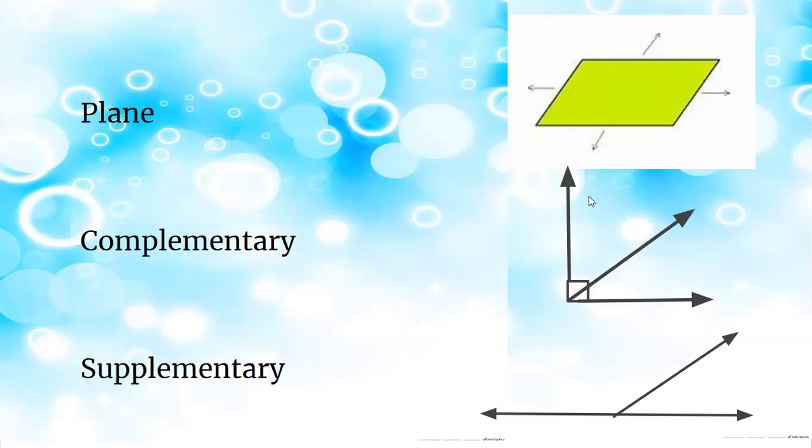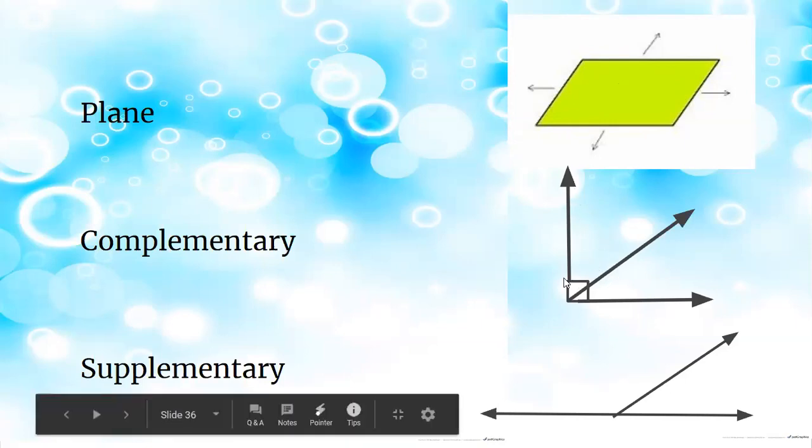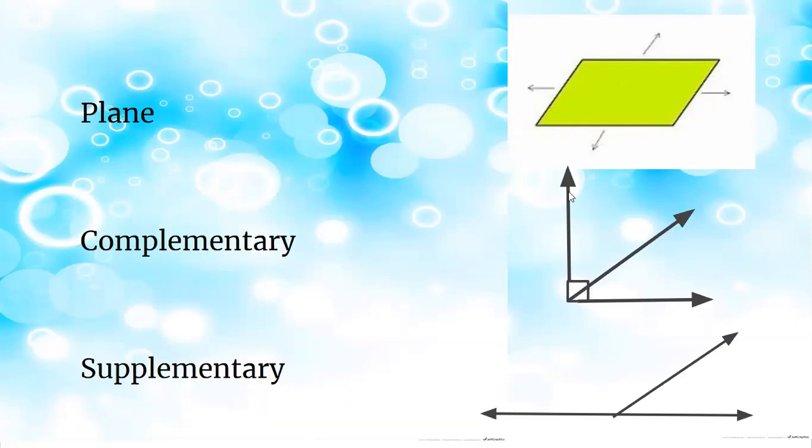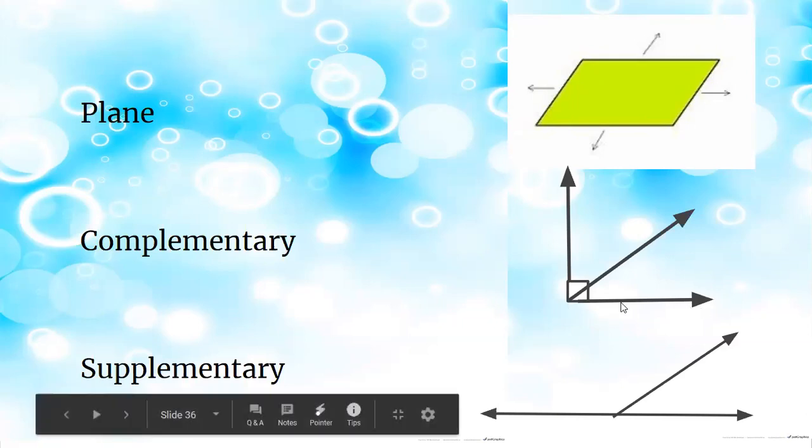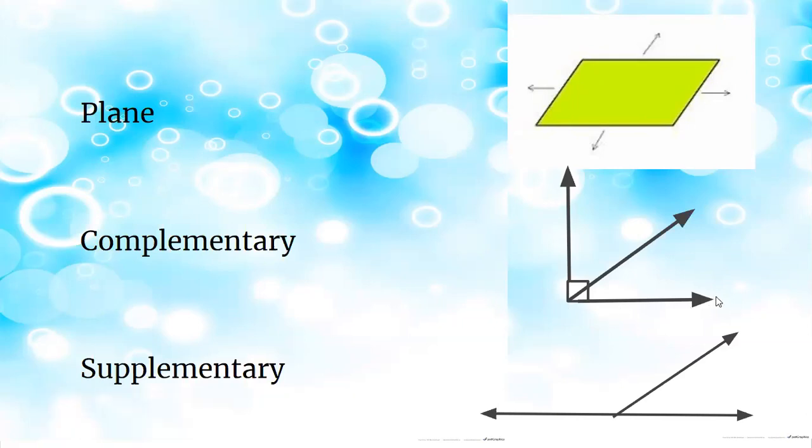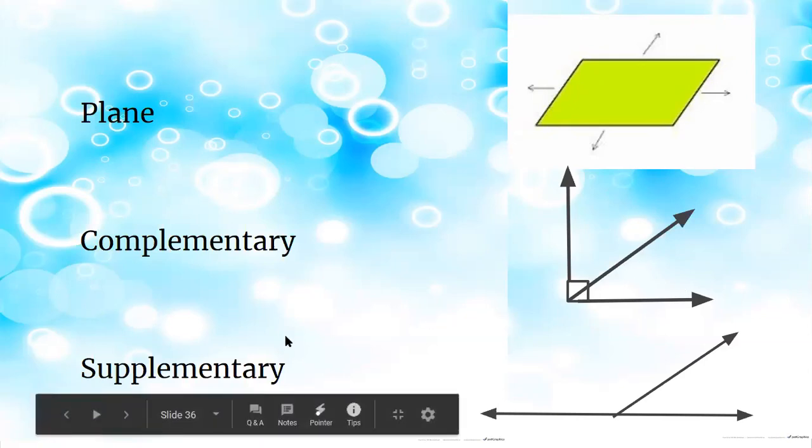Complementary. So remember when I said when two angles add up to 90 degrees. This square box between this line and this line is telling us that this angle right here is a 90-degree angle. And then this line intersects the 90-degree angle, creating two angles that add up to 90 degrees.